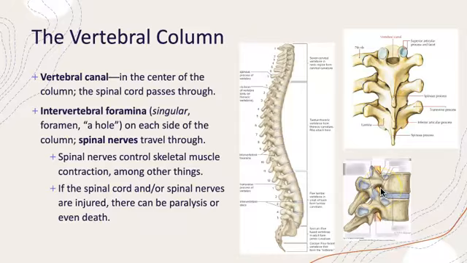Foramina is just the plural of foramen, meaning that we have many holes here. And these spinal nerves are important because they're going to control our skeletal muscle contraction, amongst other things. And if our spinal cord or the spinal nerves are injured, then it can cause paralysis or even death.